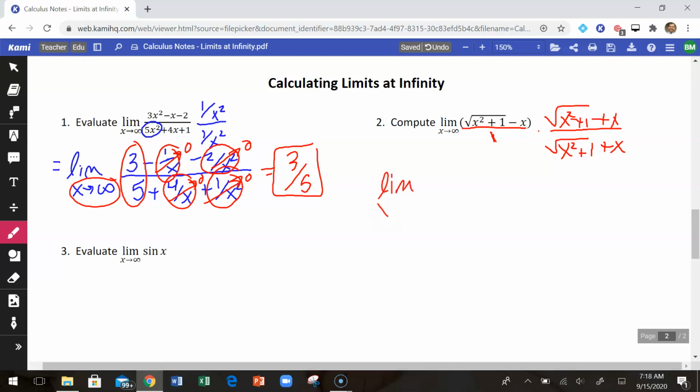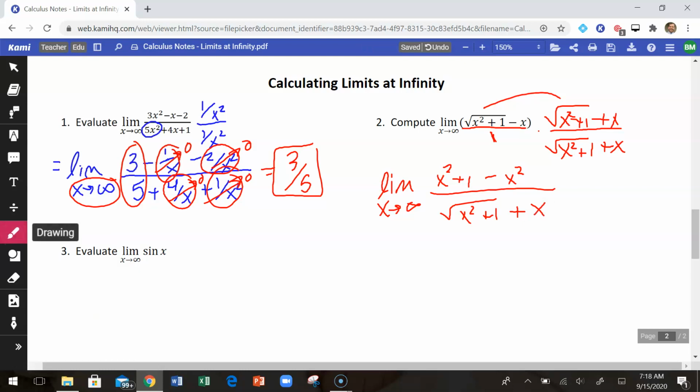So that would give us the limit as x approaches infinity of, on top, the square root of x squared plus 1 times the square root of x squared plus 1 is going to give us x squared plus 1. Those square roots would cancel. The two middle terms would cancel, and we would just have minus x squared when we multiply the last two terms together. On bottom, I'm just going to have the square root of x squared plus 1 plus x. So on top, our x squareds will cancel each other out. So we just have 1 over the square root of x squared plus 1 plus x.